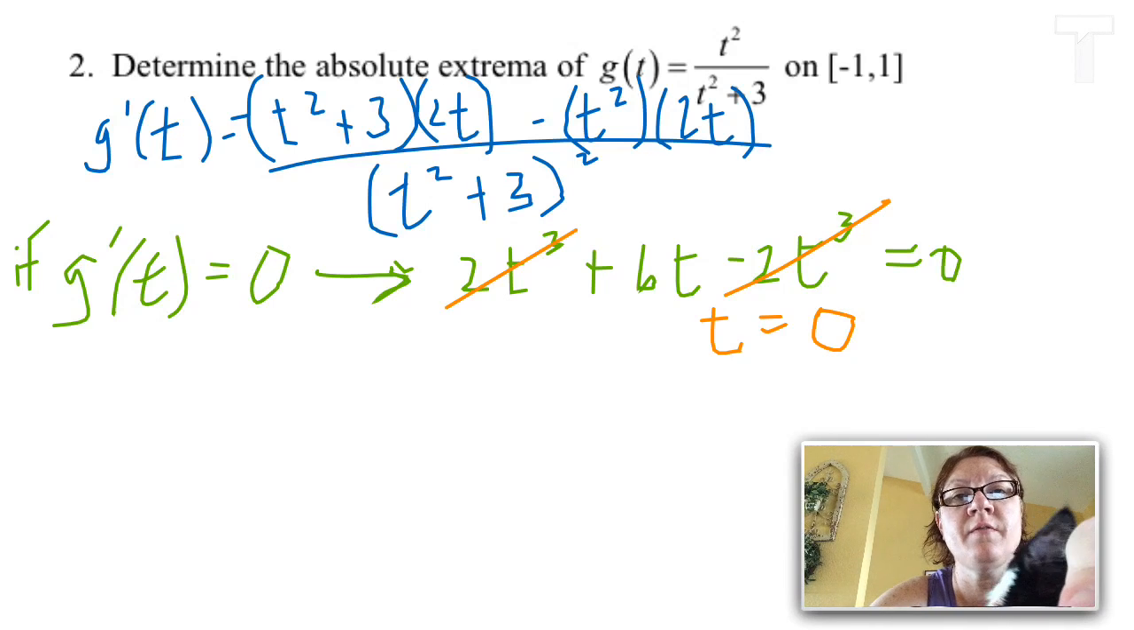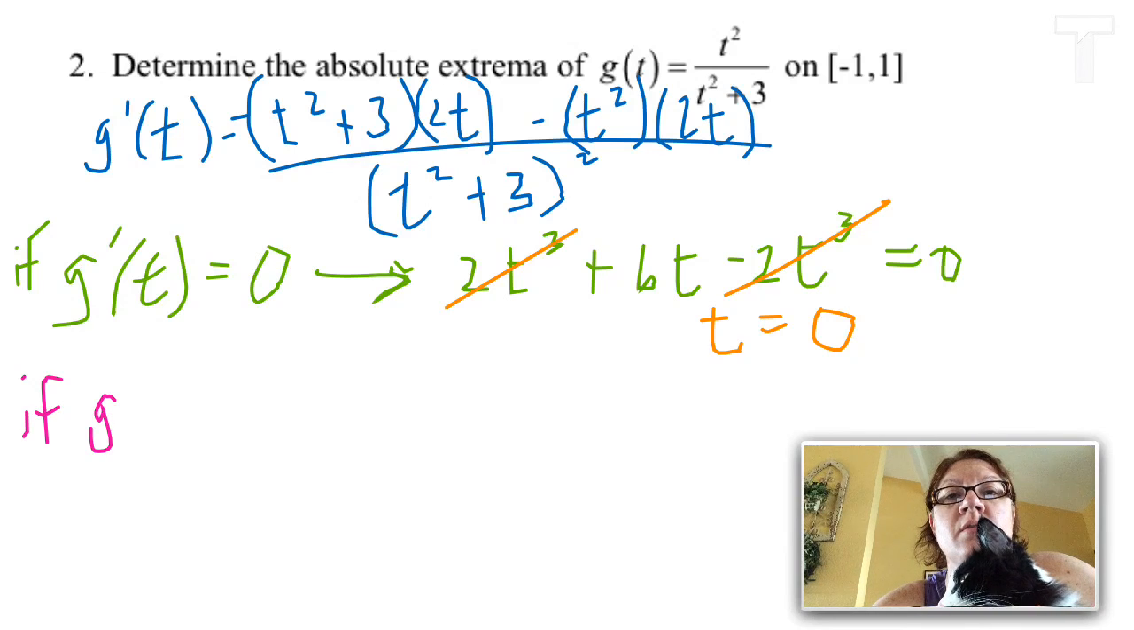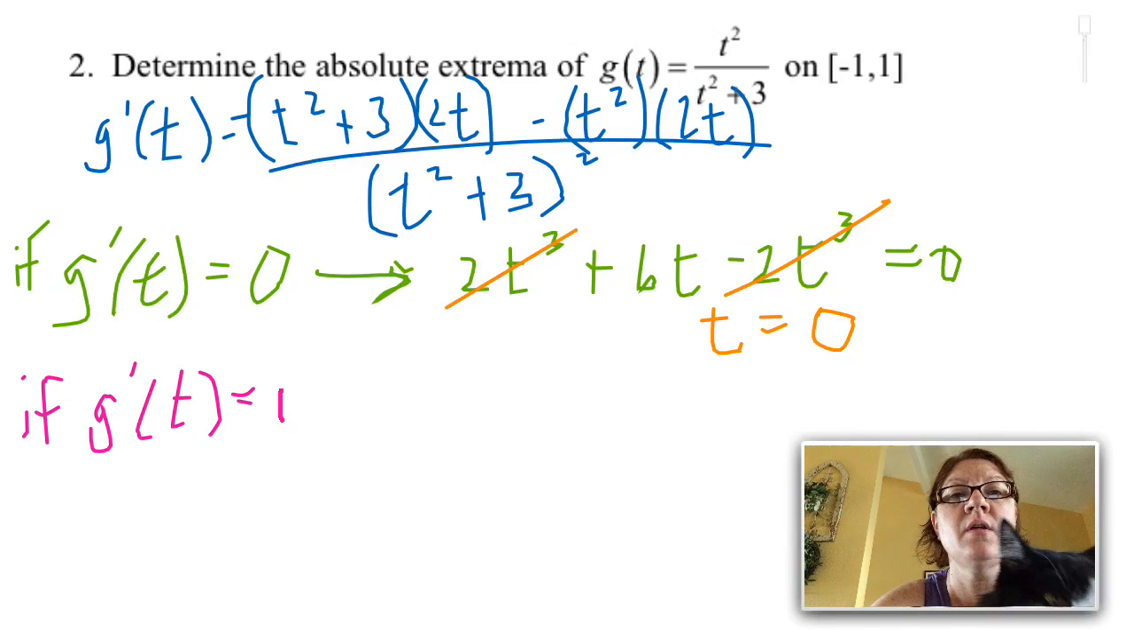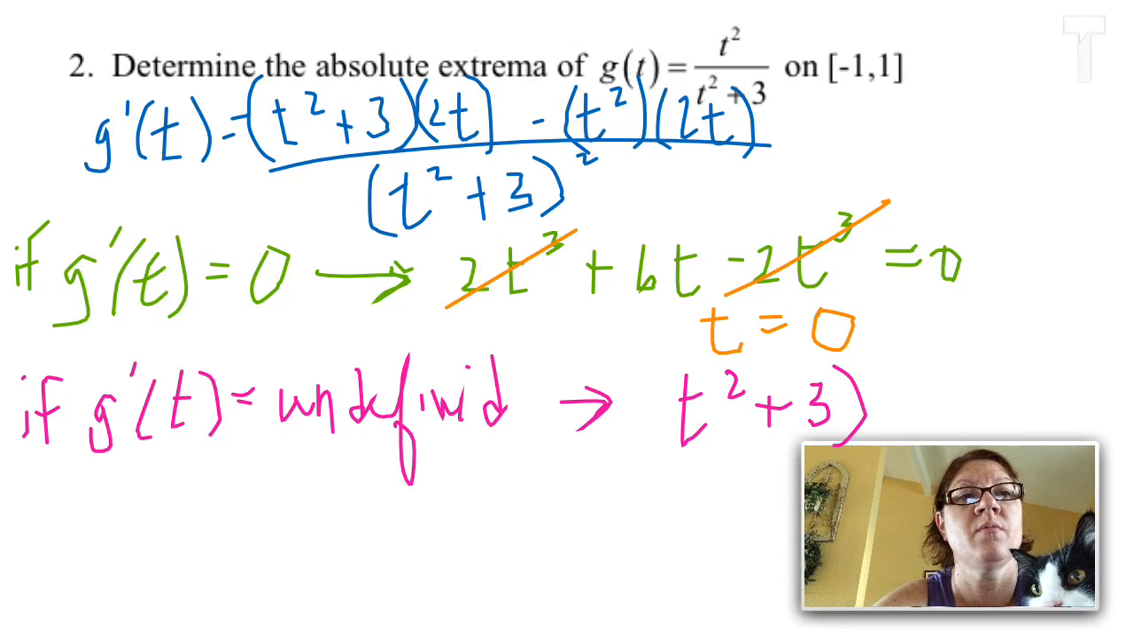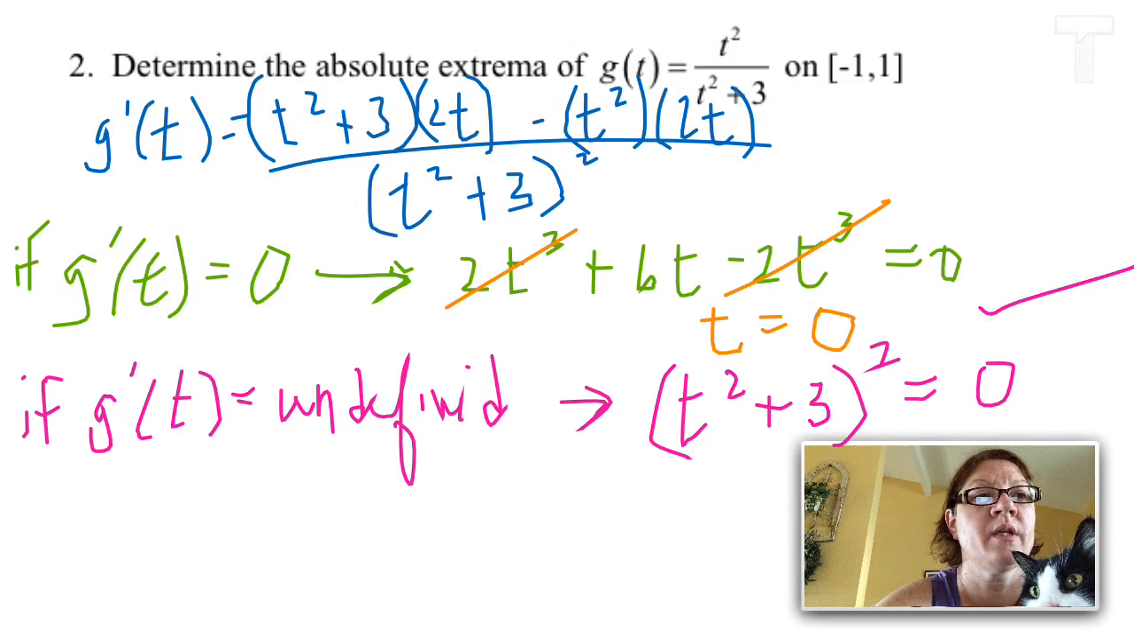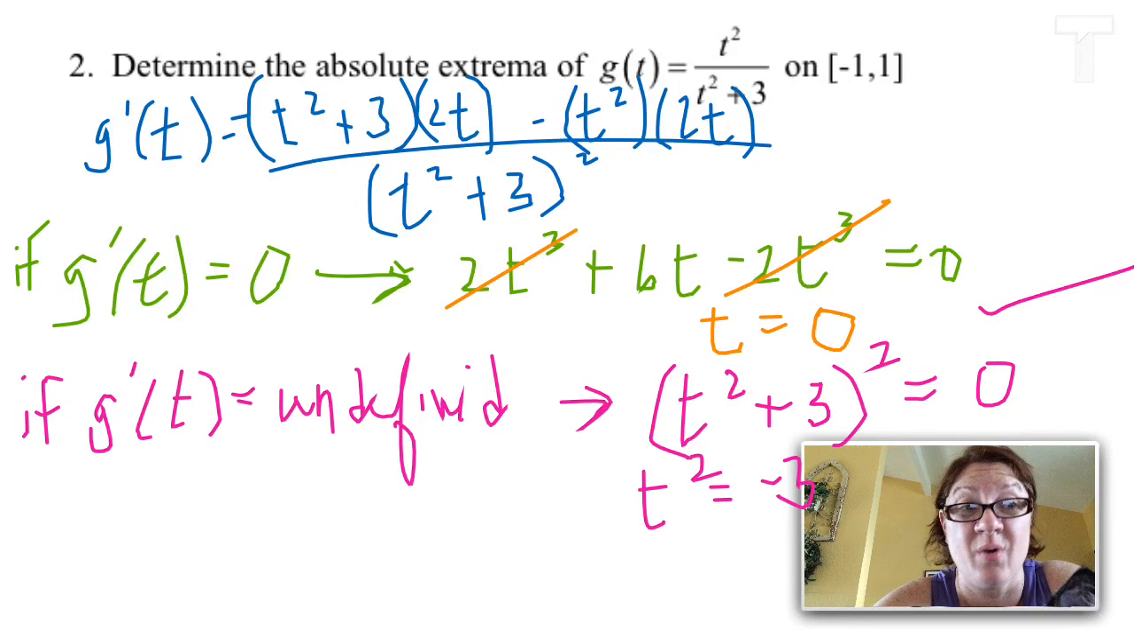Then it'll be undefined if my denominator is equal to 0. So I have to think about, well, what will make that denominator equal to 0? And the answer is, if I square root and then I subtract 3, t squared equals negative 3. Well, nothing's gonna work, because anytime I square something, and I can't take the square root of a negative number, so this is a no solution.